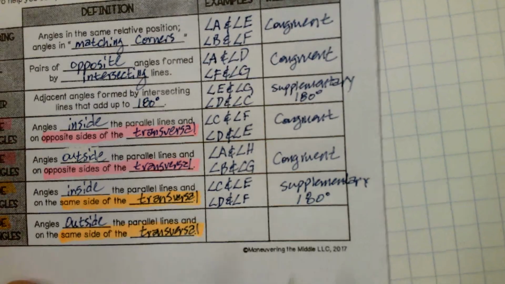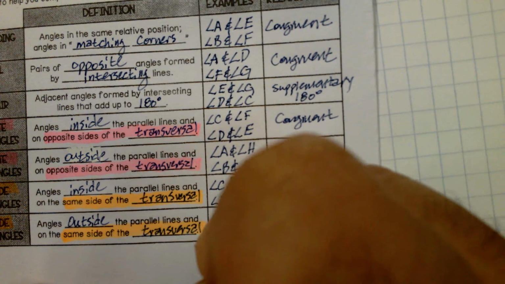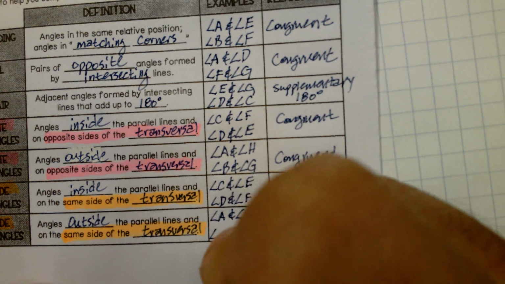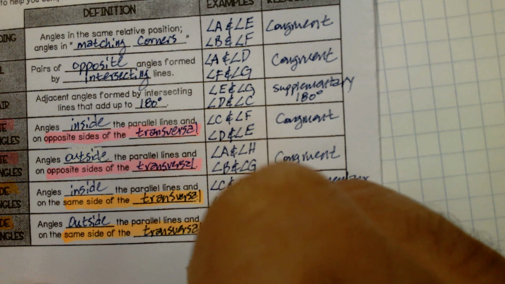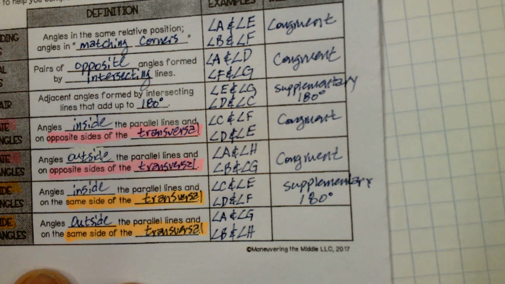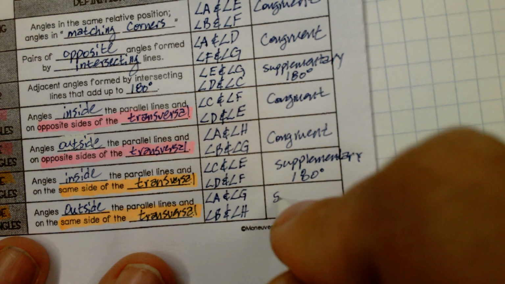So let's write down those. Angles A and G. And we said angle B and H. And they're supplementary.